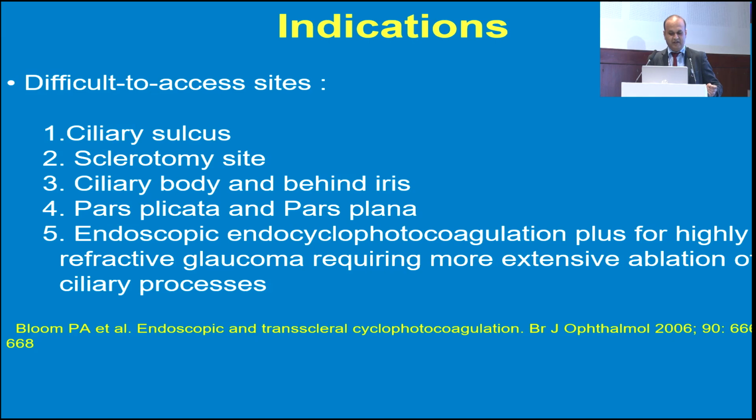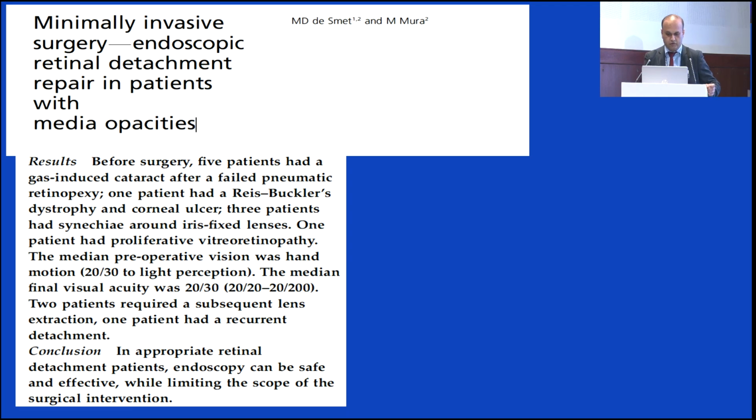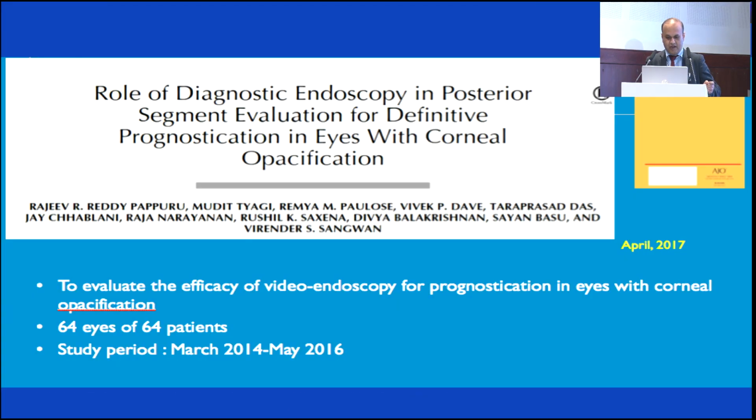But the advantage is that it allows us to access sites like the ciliary sulcus, sclerotomy site, ciliary body, and pars plicata, and also, obviously, endoscopic endocyclophotocoagulation, which is done by a lot of our glaucoma colleagues. I'll skip some of these slides because in the next session I'm also talking on endoscopic vitrectomy in endophthalmitis. But I'll quickly show how it helps us in a lot of these cases with diagnostic endoscopy.